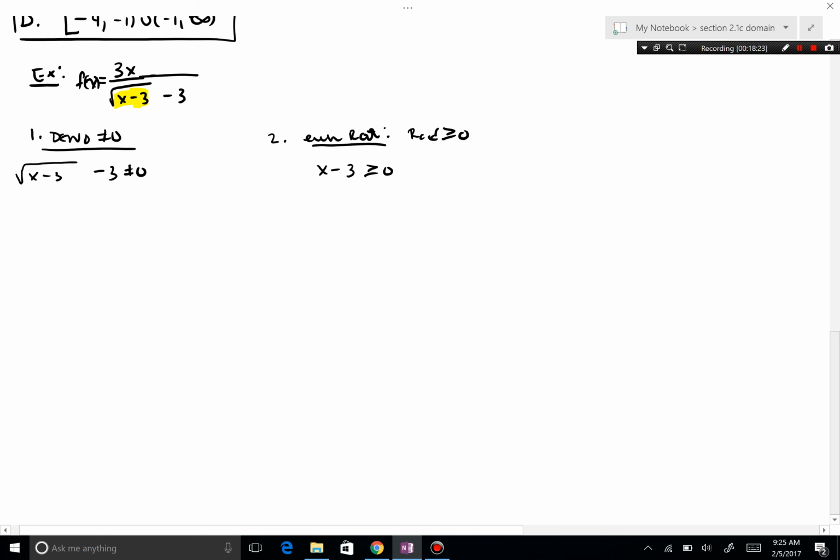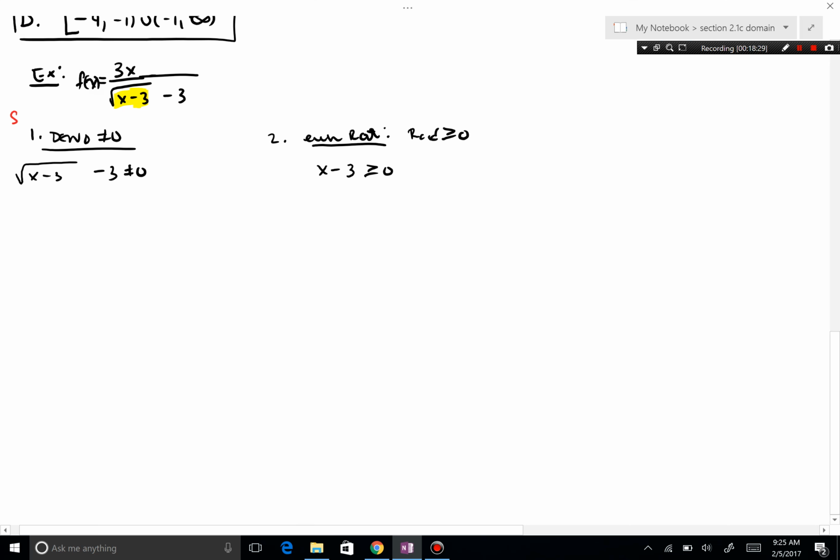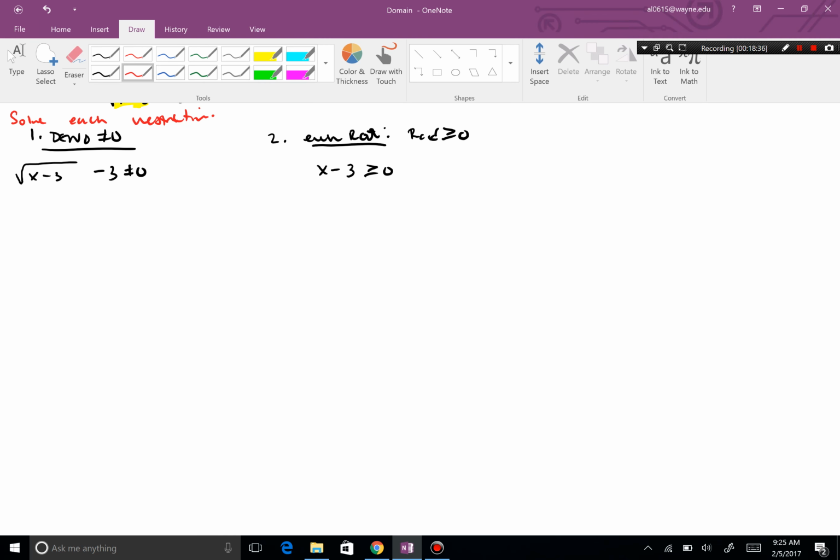Alrighty, now can we solve both of these? Once again, what are we doing? Step 1, we labeled all of our restrictions and we're solving them. So solve each restriction. I have 2 problems here because I had 2 restrictions.